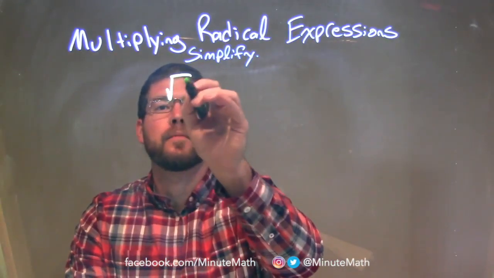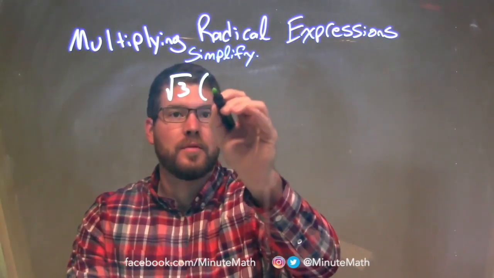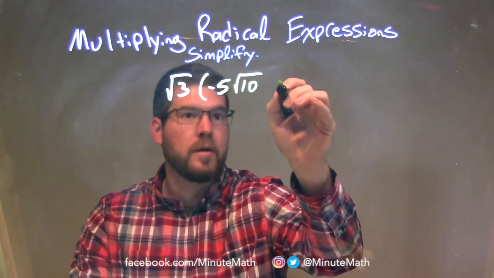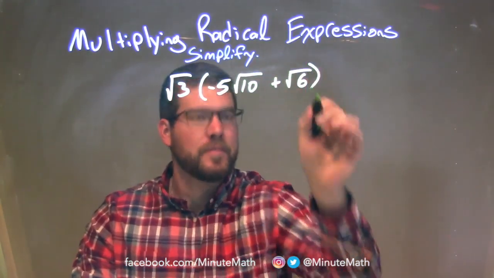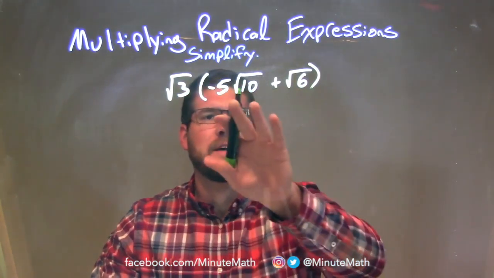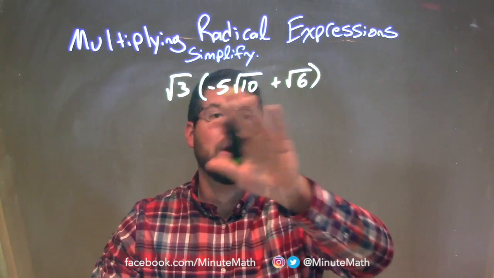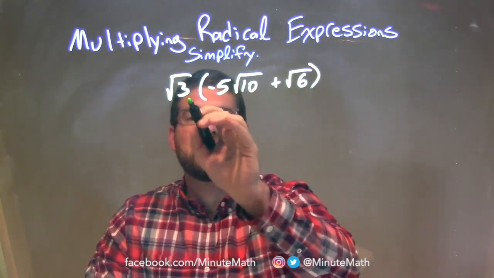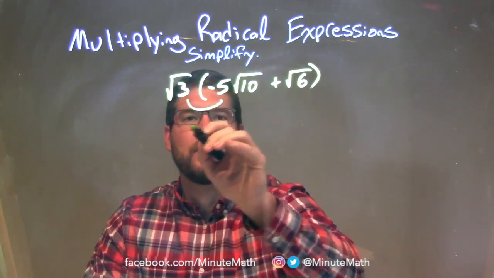Square root of 3 times a negative 5 times the square root of 10 plus the square root of 6. Okay? Well, what I want to do here is first, can I simplify anything within this parenthesis? Not really. So what I want to do now is distribute the square root of 3 across, to both parts.